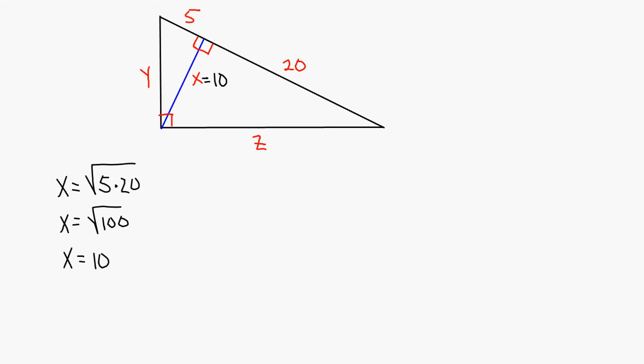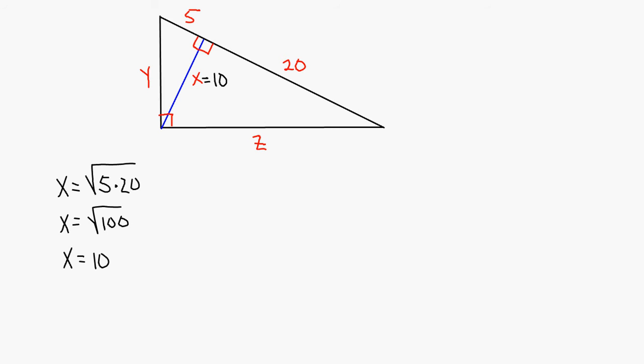And now with that, you can solve for y and z. Because you've got a smaller right triangle here, you can do the Pythagorean theorem. You've got a larger right triangle where you can do the Pythagorean theorem. Or you can set up some proportions. This side y is the shorter side of this big triangle, isn't it? So you can set up proportions or you can use the Pythagorean theorem.